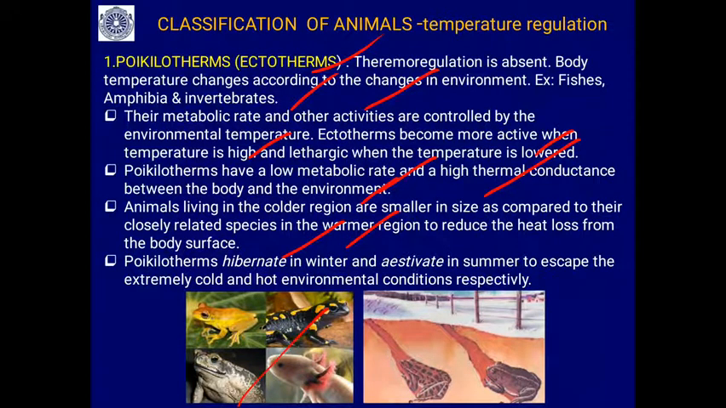You will find the amphibians. These amphibians you won't find during the extreme temperature of summer or the cold season. For example, the frogs you will find during the rainy season, and the rest of the season they hibernate. So this is where thermoregulation is absent. They are called ectotherms. Their body temperature regulation is controlled by the outside, not by an inbuilt controlling system.